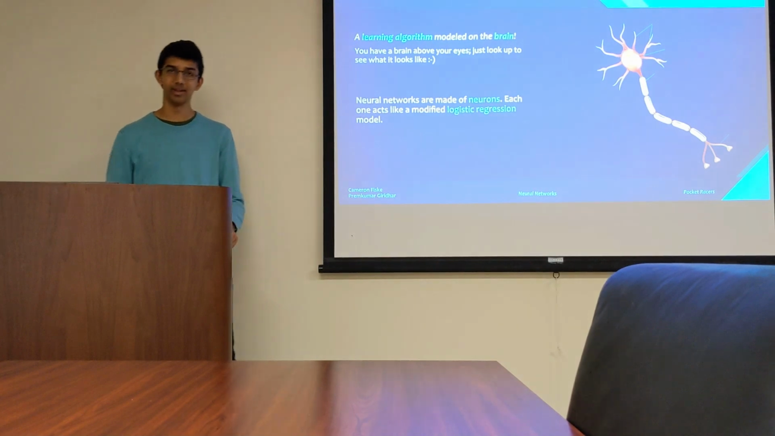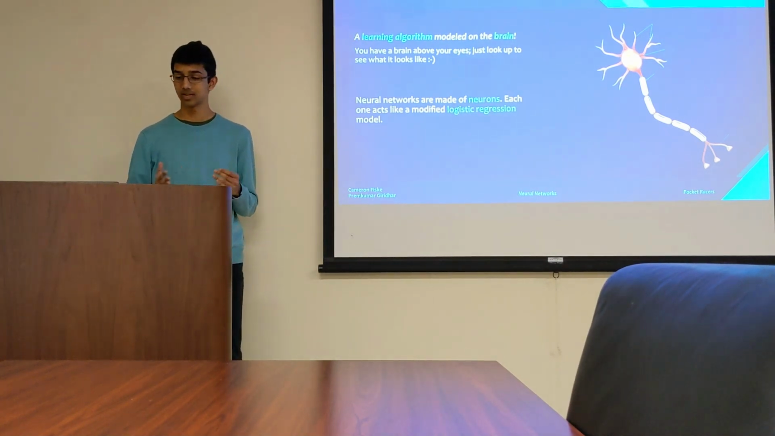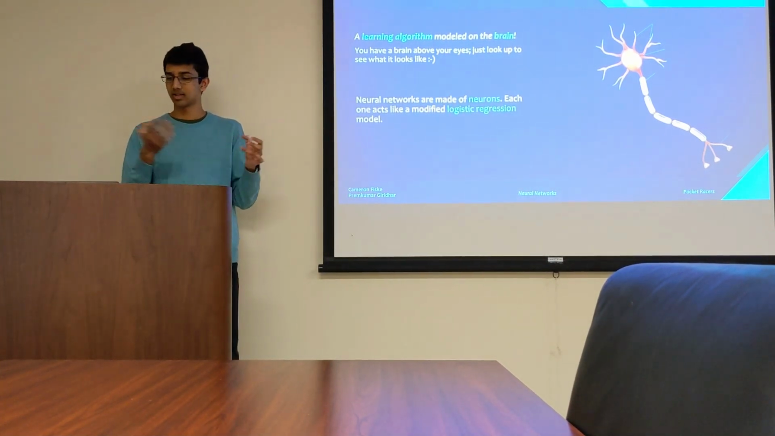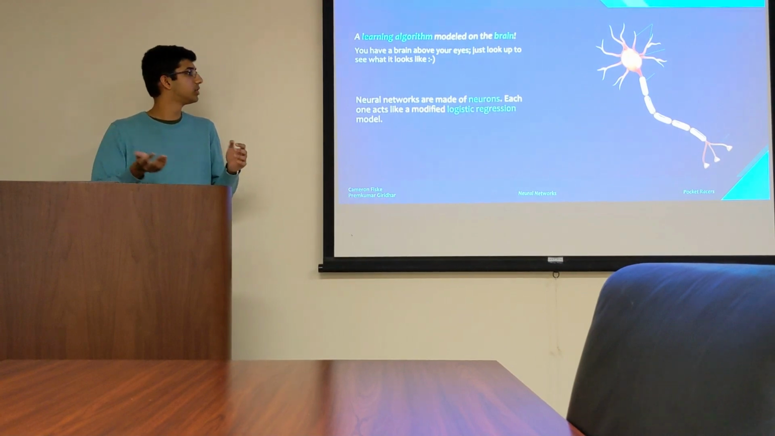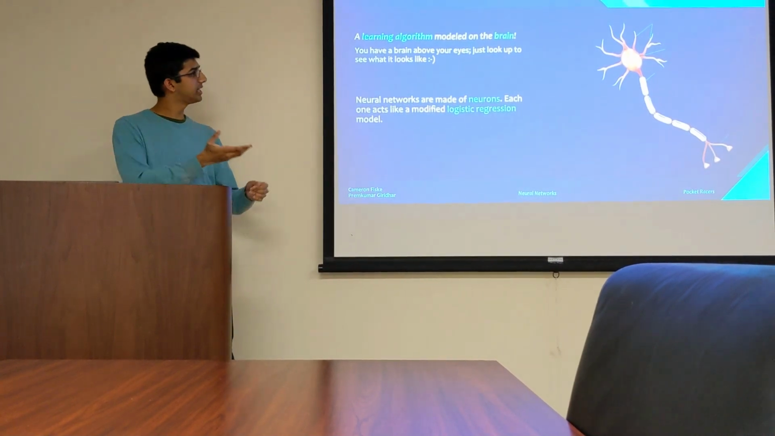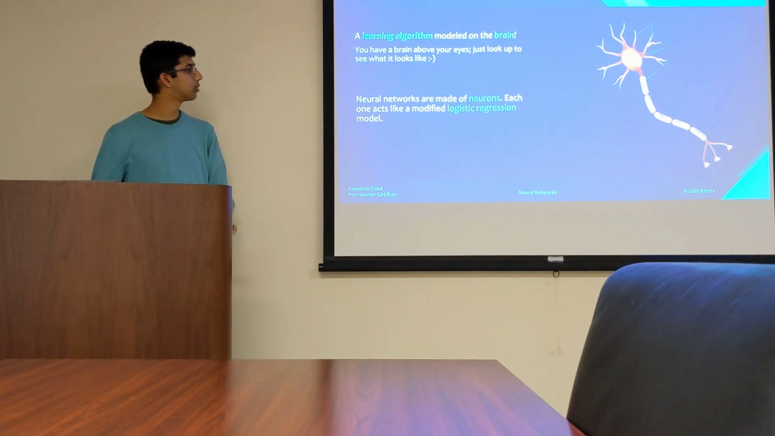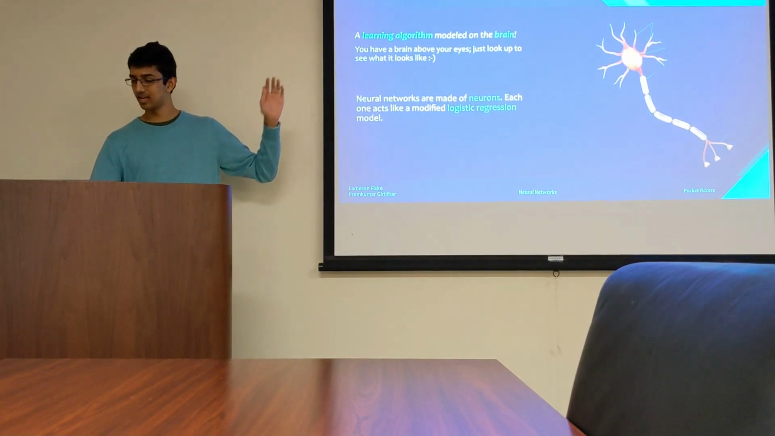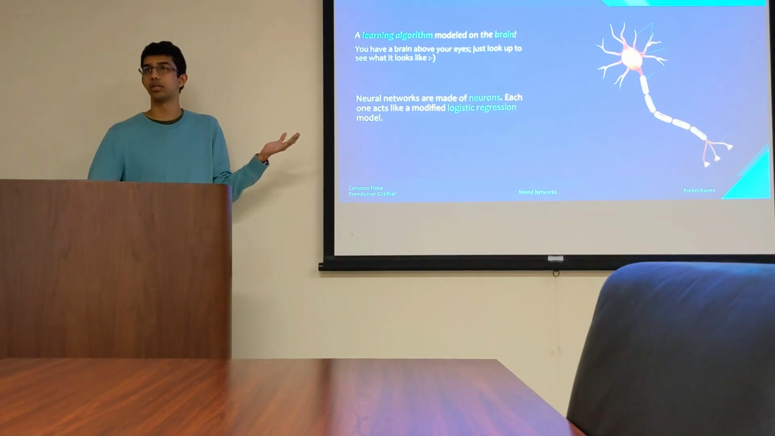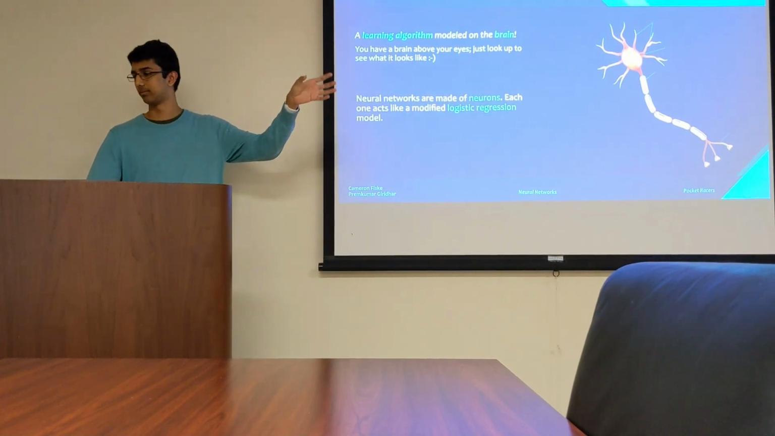But anyway, neural networks are made of neurons. Each one acts like a modified logistic regression model. So each one does something that basically mimics what we talked about with respect to logistic regression. And the overall goal is to learn some data set in a manner that a simple regression, like a single regression line, cannot do.